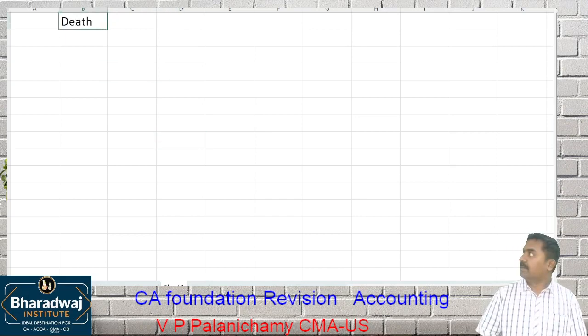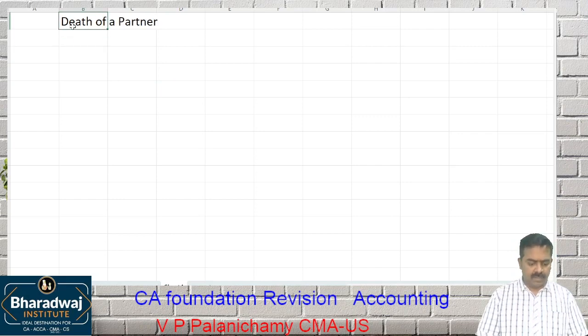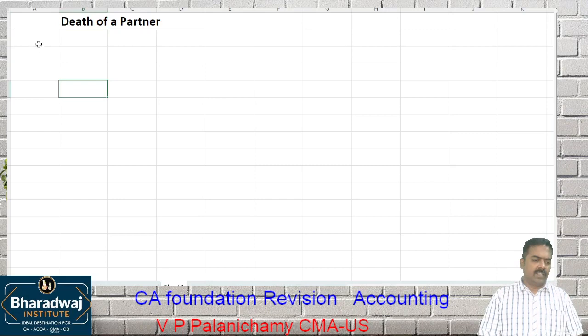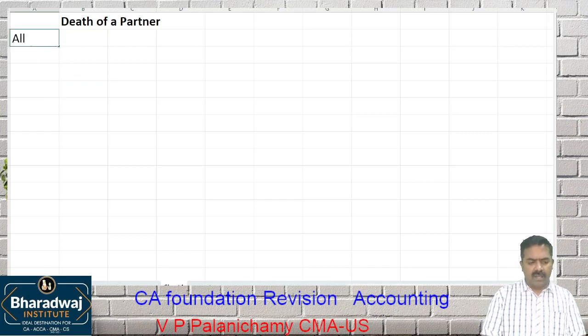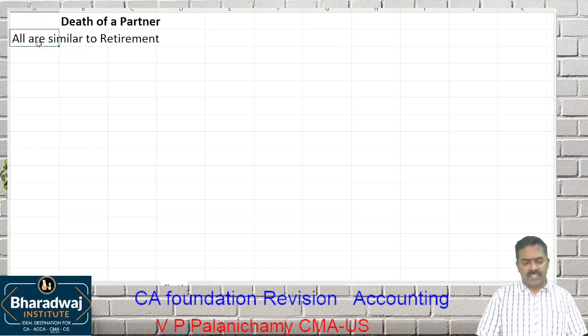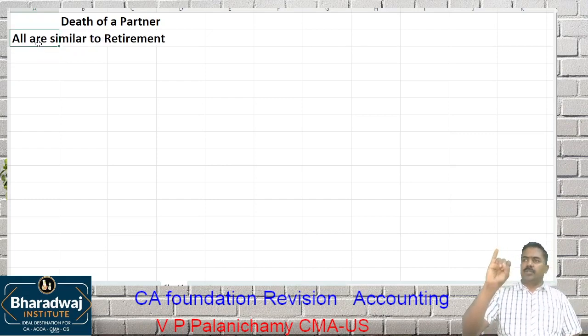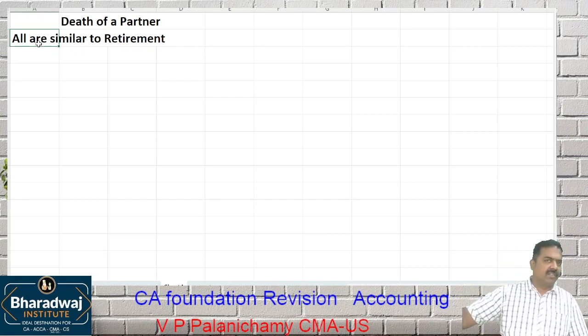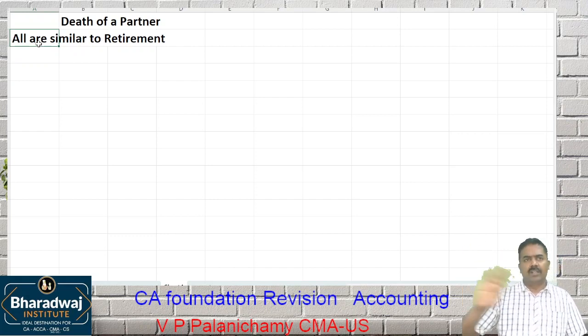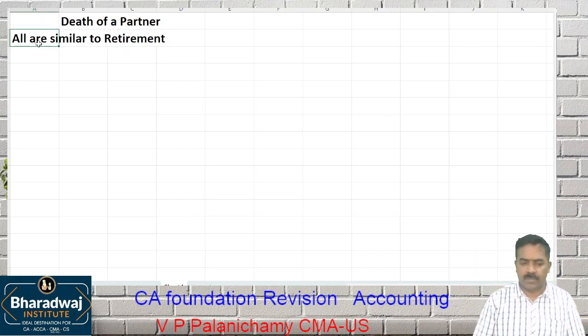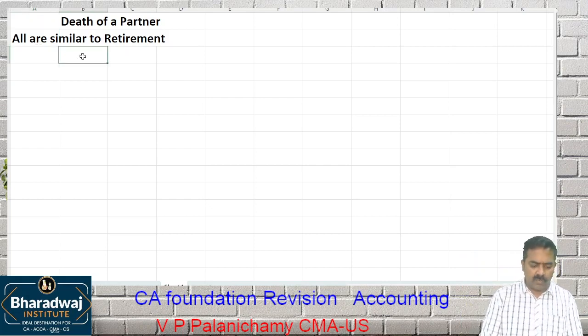Death of a partner. Listen, death of a partner, all are similar to which one? Retirement. What is the difference then? Listen, new ratio, gaining ratio, same. Revaluation account, goodwill treatment, capital account preparation, all are same as retirement. What is the difference?